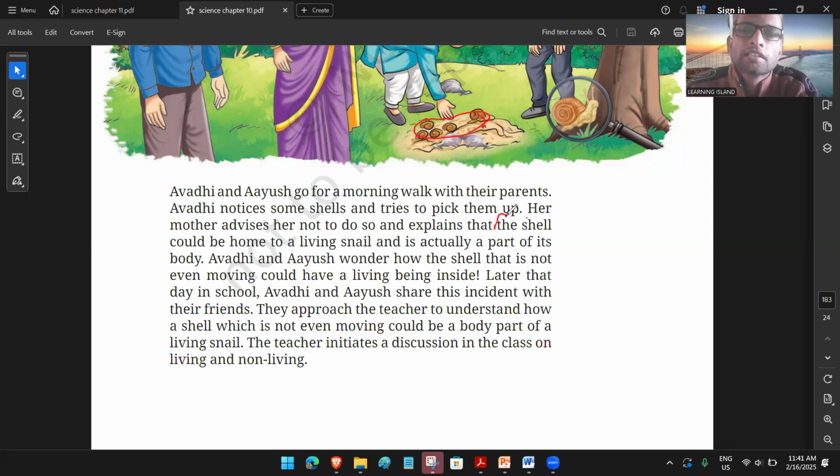Here you can mark it. The shell could be home to a living snail and is actually a part of its body. This shell is a part of its body and also a shelter for this living being. So you can ask the question in the exam: what is the home of a living snail? You can say its shell, which is a part of its body.